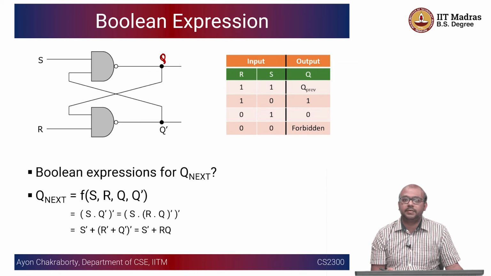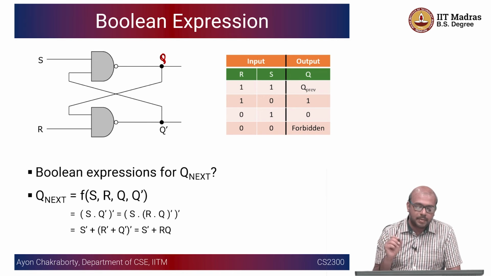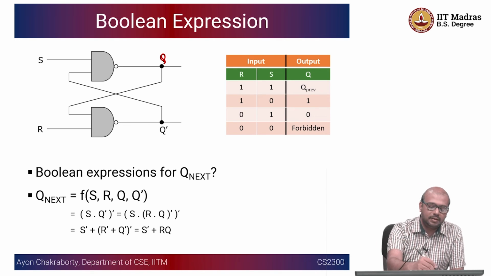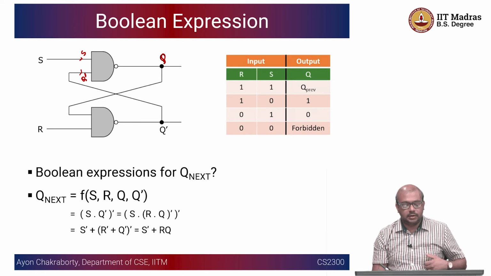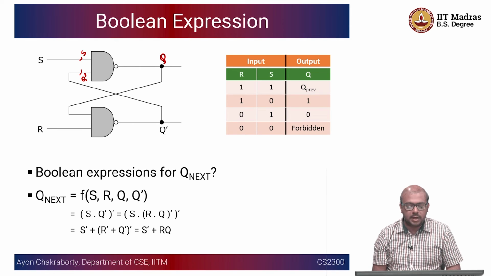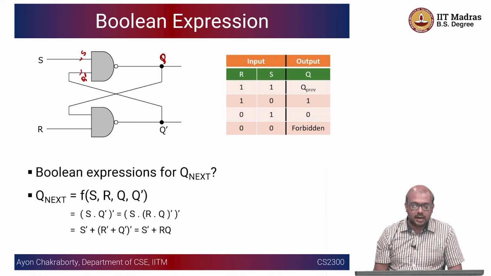Q next is a very common expression which is not used in the case of combinational circuits. For a combinational circuit it doesn't matter what is next; the output will depend on the present inputs, nothing to do with previous inputs or outputs. We will come across this term next many times. So Q next is, as you can see very easily, S and Q bar, and you basically have a NAND of that. So you have S dot Q bar, which is the AND operation, and you take a bar of that, which is the NAND operation.